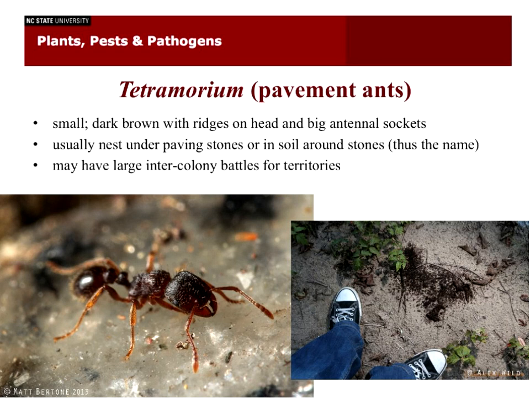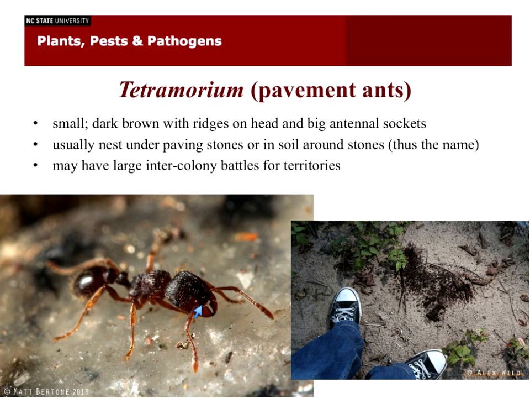Okay, now Tetramorium, not to be confused with Monomorium, these are the pavement ants. They're small, but not tiny like the thief ants and the little black ants. They're kind of a dark brown, but the most distinct feature is that they have all these ridges on their head. They almost look like a fingerprint, like they weren't done cooling yet, and somebody put a finger on their head and left a little fingerprint mark.